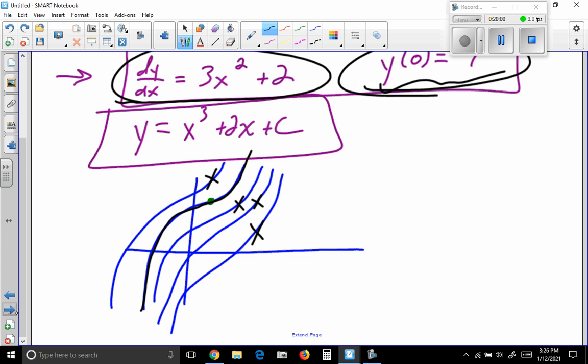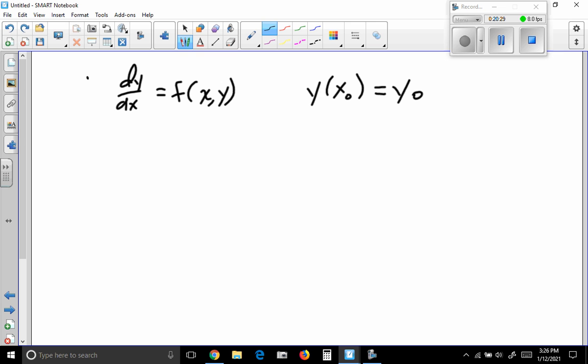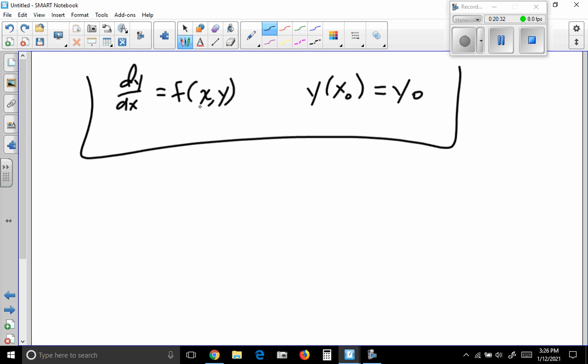So what do we need to know whether a solution exists and whether it's unique? So the book says, let's look at the initial value problem. dy over dx equals some function of x and y. And this is our initial value. So this is our differential equation. Here's our differential equation. Here's our initial value. So this is the IVP.